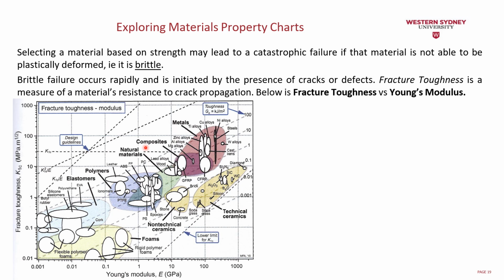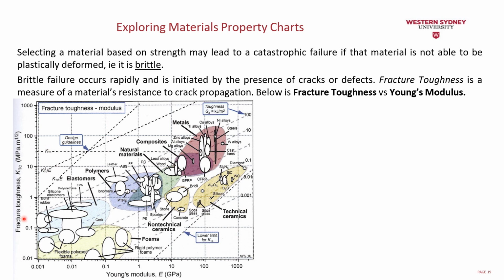So simply, brittle failure will occur rapidly and is initiated by the presence of cracks or defects. Fracture toughness is the measure of the material's resistance to crack propagation. Below is a fracture toughness against Young's modulus chart. That's fracture toughness, and that's Young's modulus.